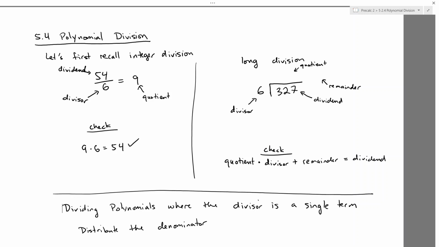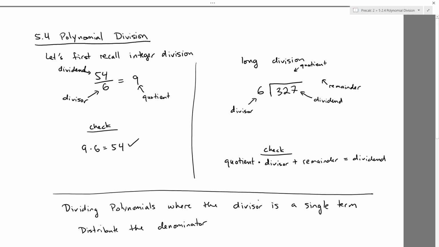Okay, in this video we're going to talk about how to divide polynomials. So before we get to that, let's try to remember some things about integer division. When we're dividing things, the original thing is called the dividend. The thing we're dividing by is called the divisor, and the result is called the quotient.